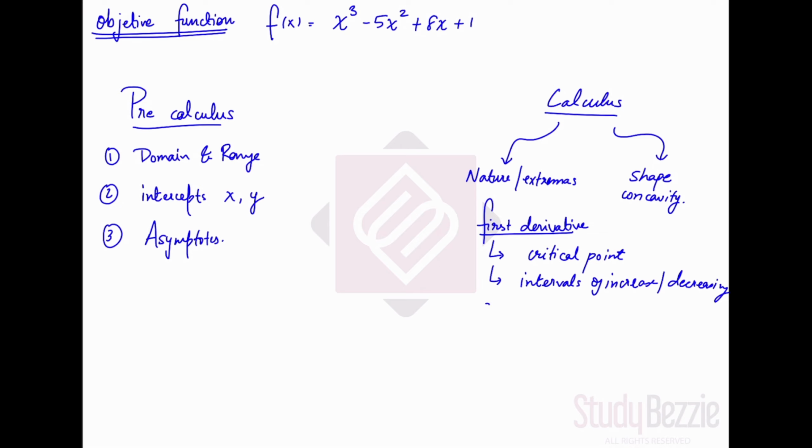Adding on to that behavior, the second derivative will give you the information that we're going to call inflection points.